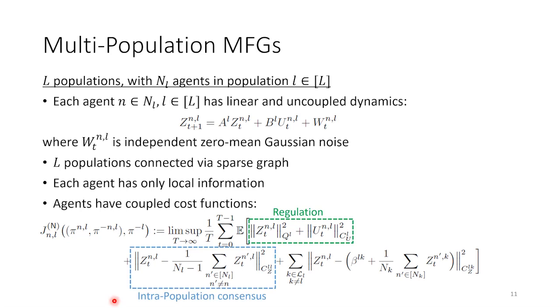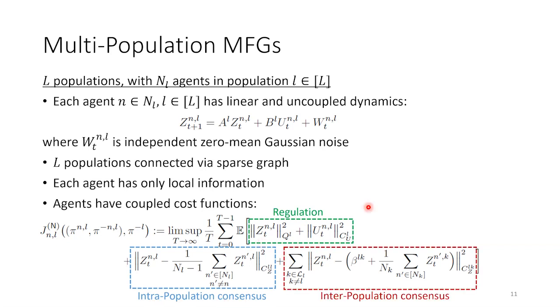The third term is what we call intra-population consensus. It is trying to achieve consensus with the agents in its own population. You can think of a population as, let's say, cities. Chicago, Milwaukee, and St. Louis reside on a certain network. The agent living inside Chicago is trying to achieve consensus with all the agents inside Chicago. This is what we call intra-population consensus.